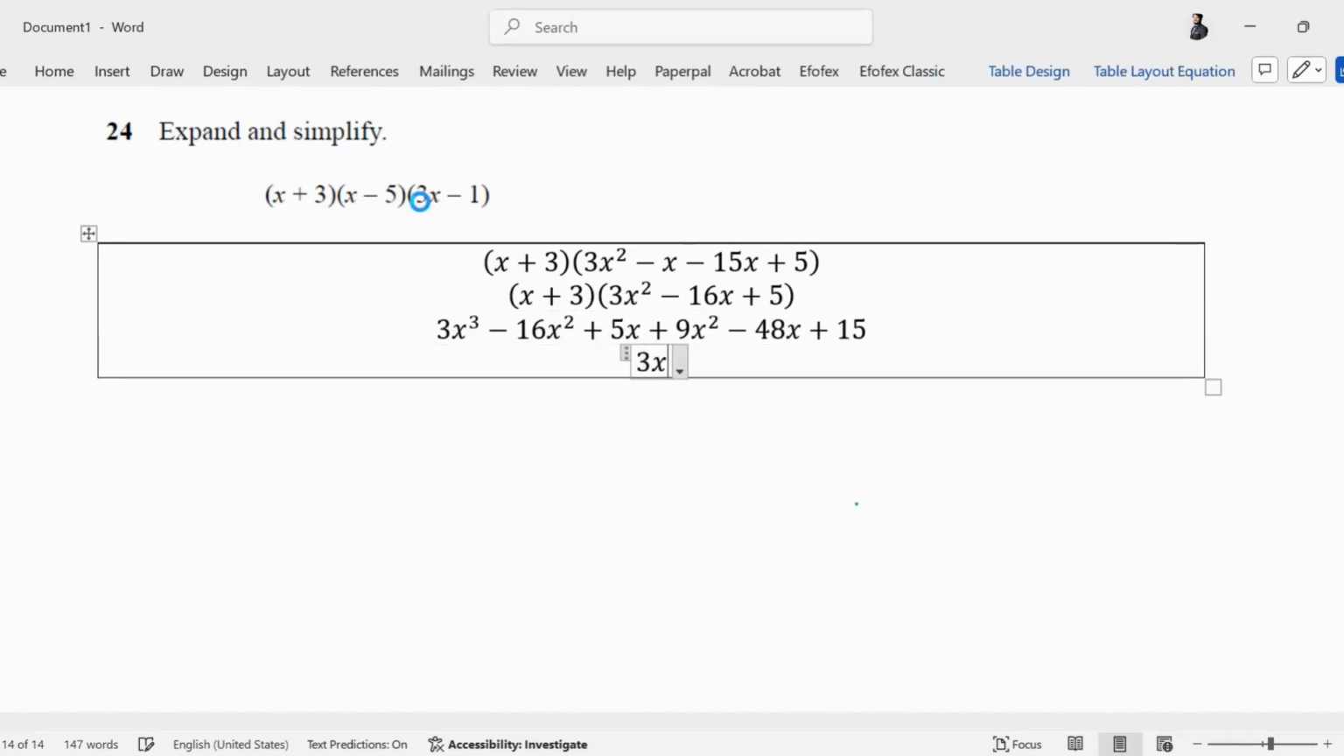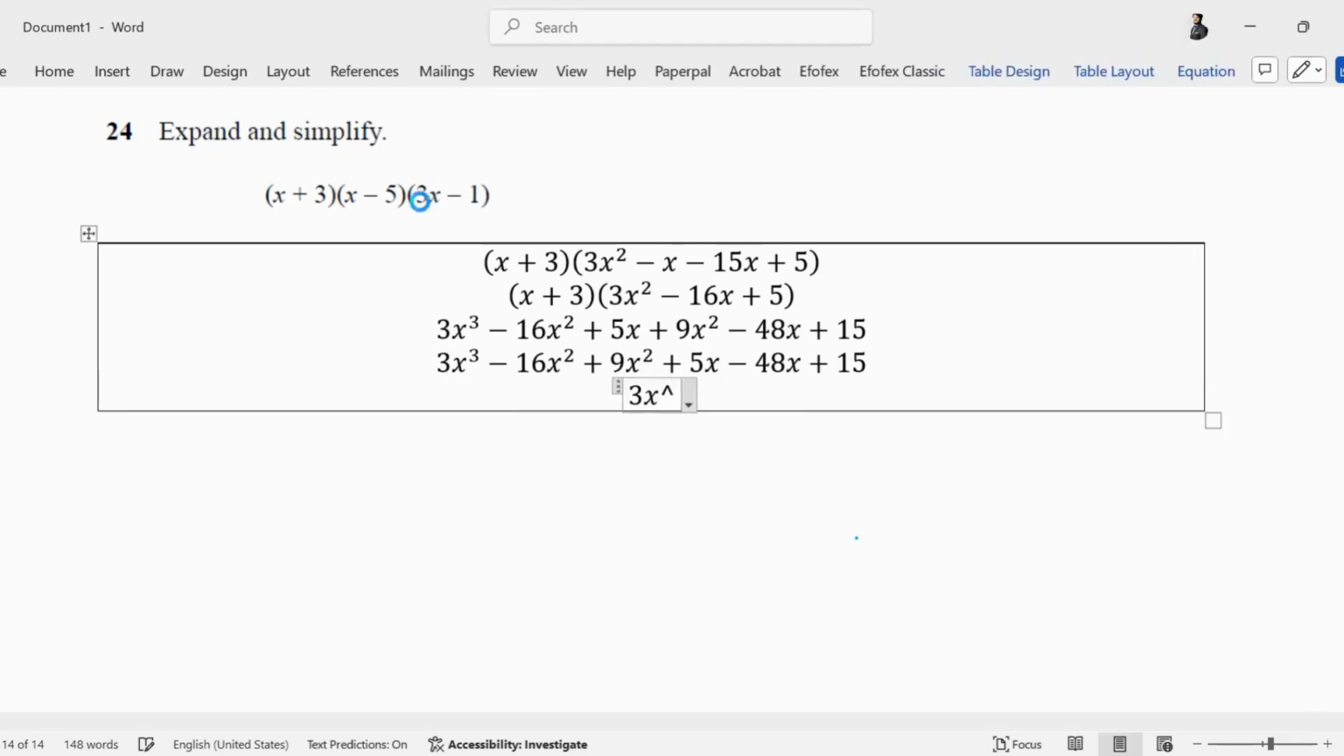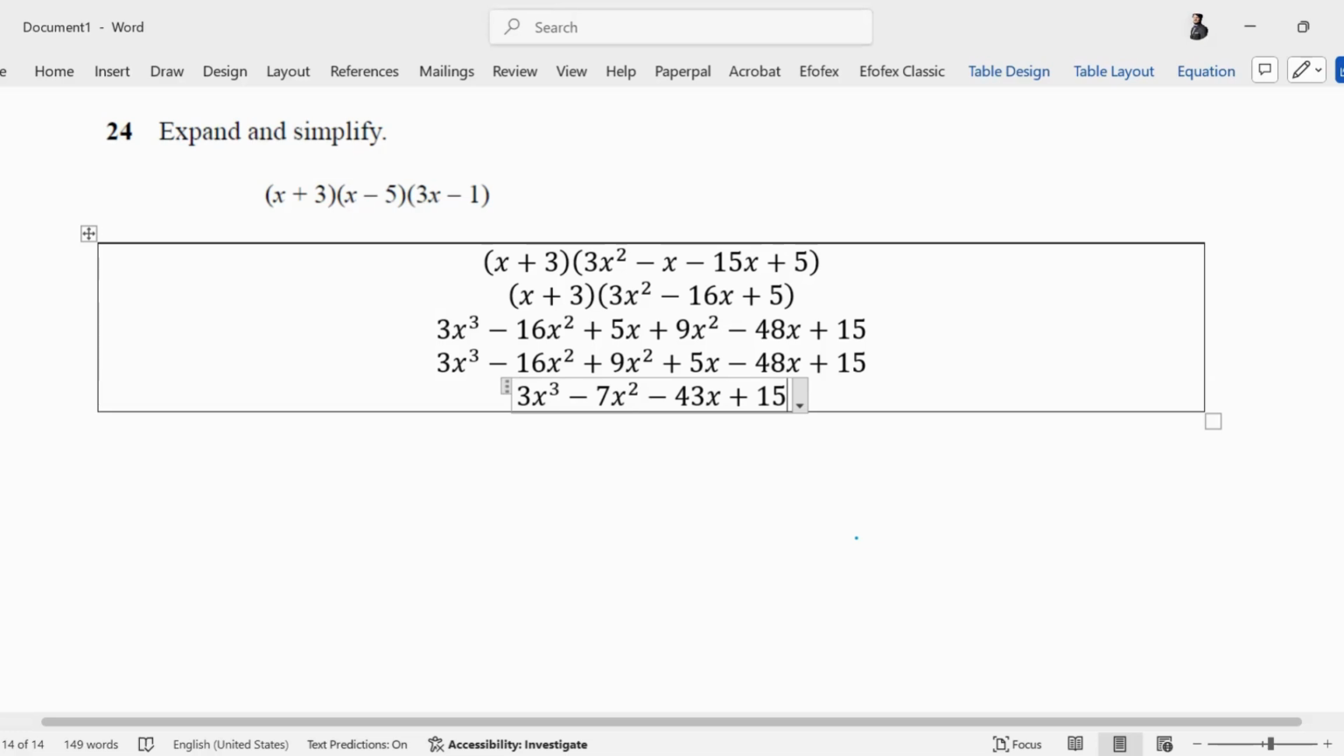Rearrange the like terms with each other: 3x cubed minus 16x squared plus 9x squared plus 5x minus 48x plus 15. So 3x cubed, minus 16 and plus 9 is minus 7. You can verify that with your calculator. Minus 43x plus 15. This is what you should end up with.